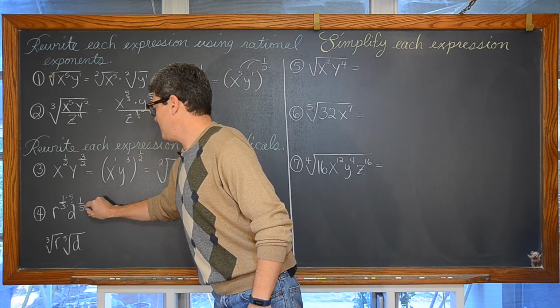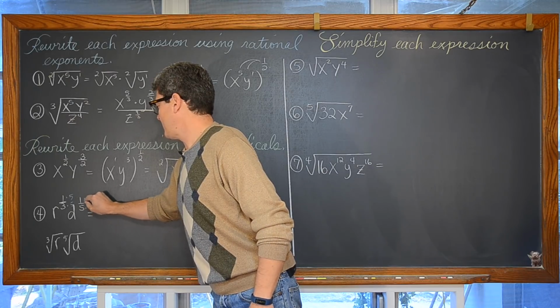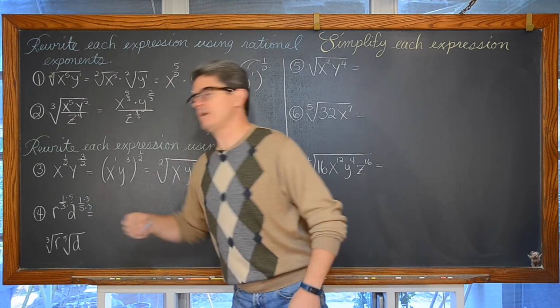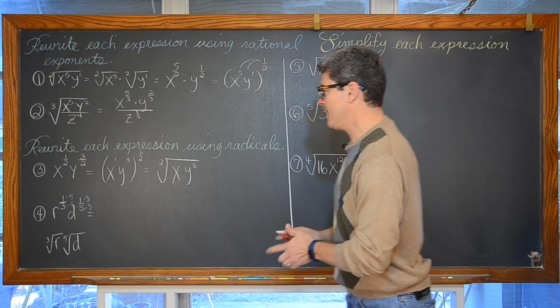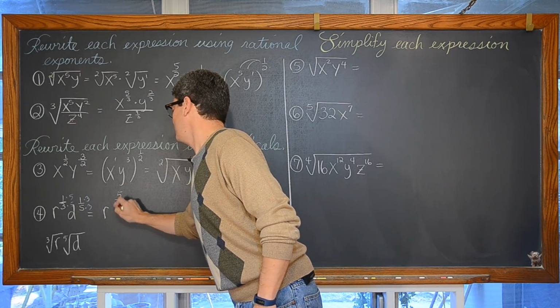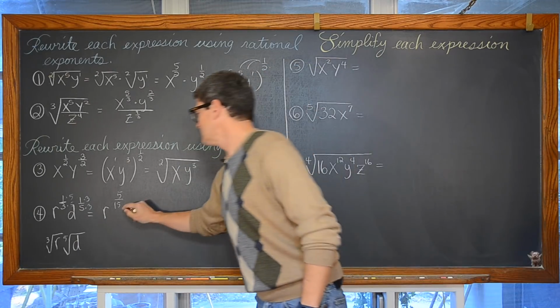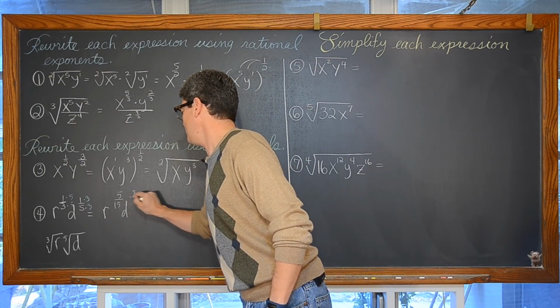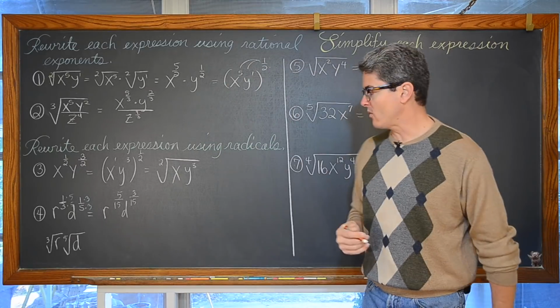And we turn the 5 into 15 by multiplying it by 3. So we're going to multiply the numerator and denominator by 3. Now we have r to the 5 over 15th power times d to the 3 over 15th power.